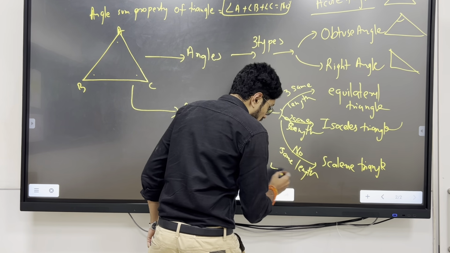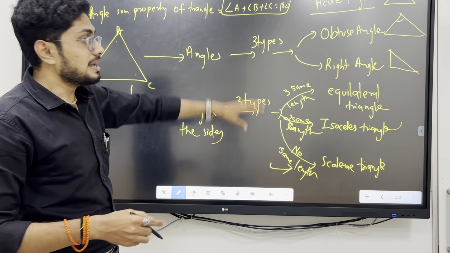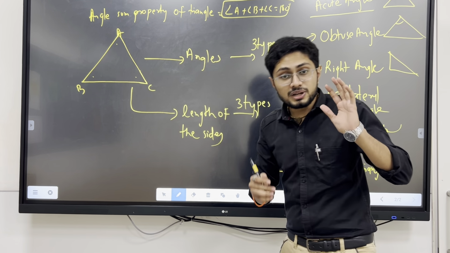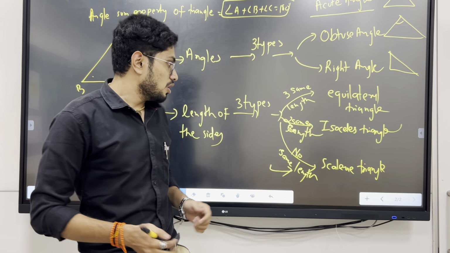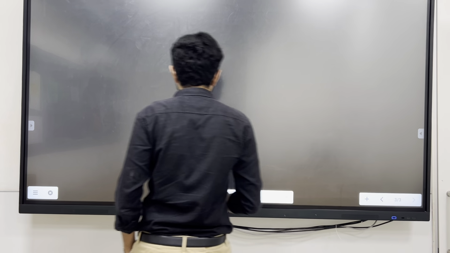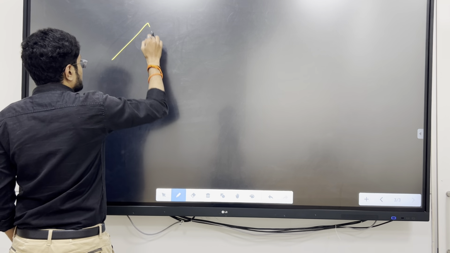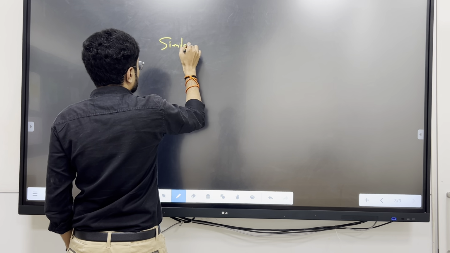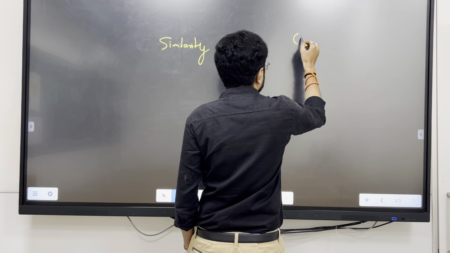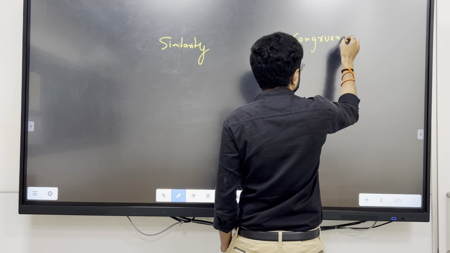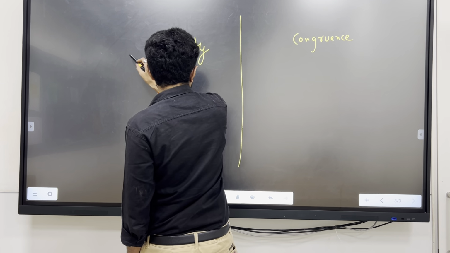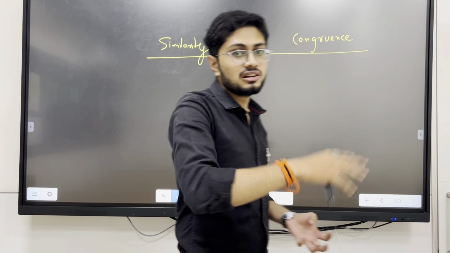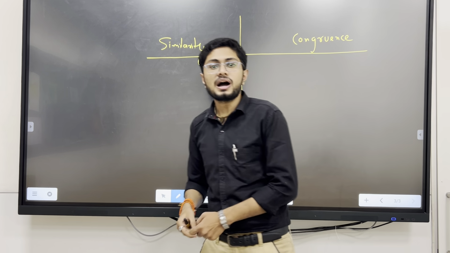So based on these types, we now have a basic property of triangles, which is known as the similarity concept and the congruency concept. Okay, so let me move to the next slide, in which we are going to learn about similarity and congruency. But before going into this topic, I need to explain it biologically, with the help of a biological concept.